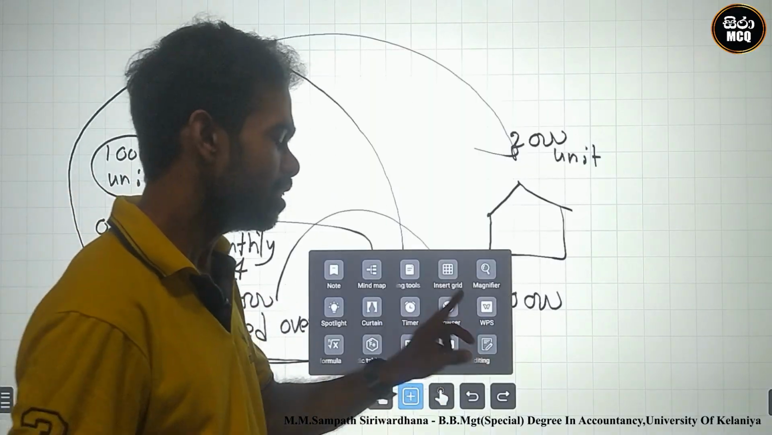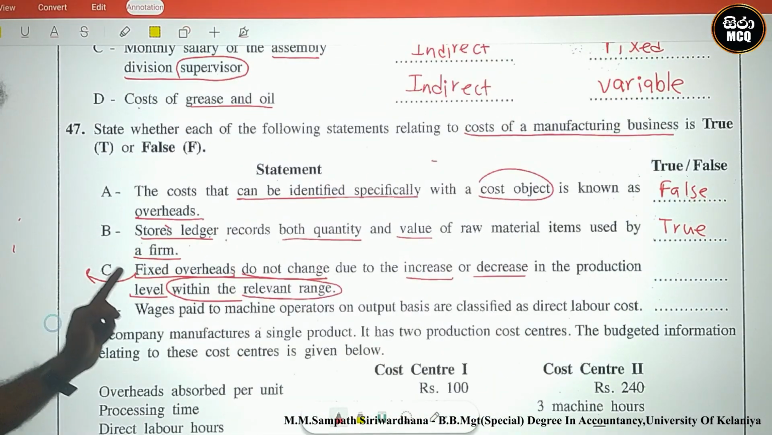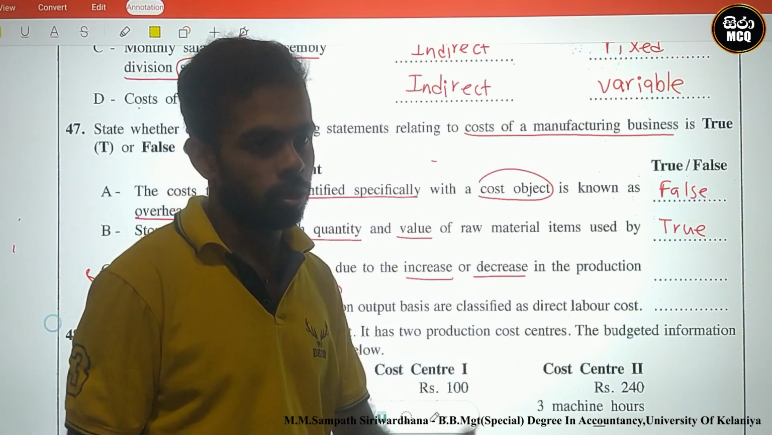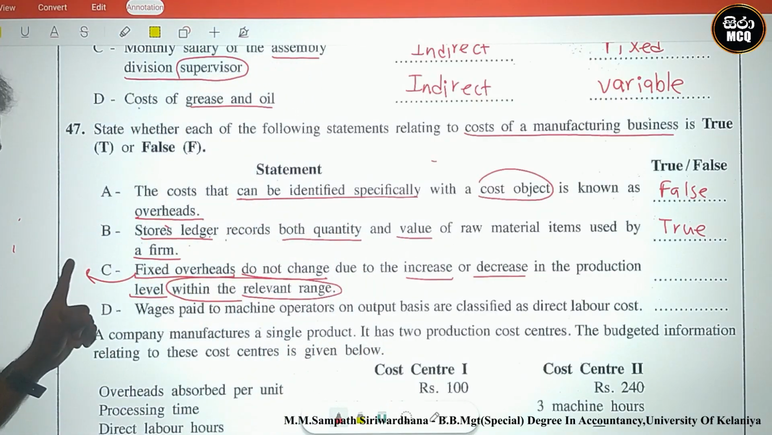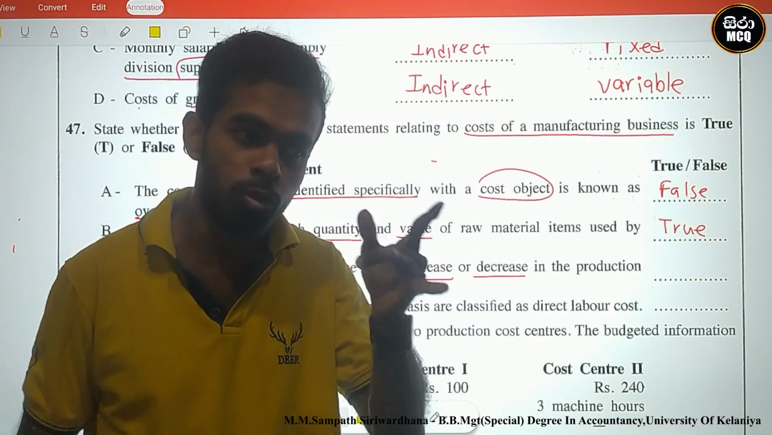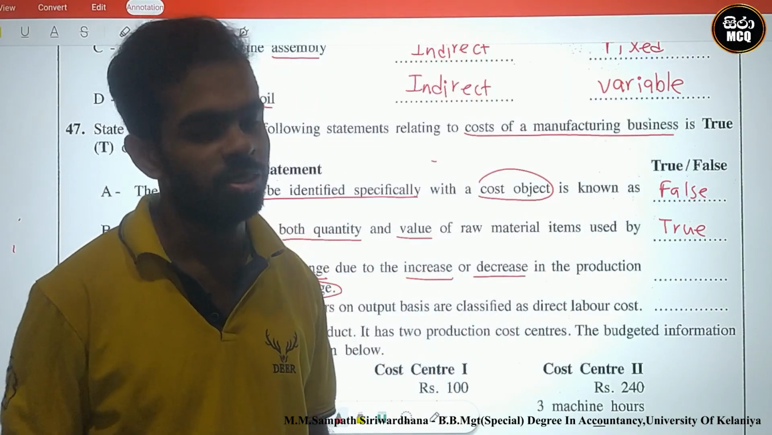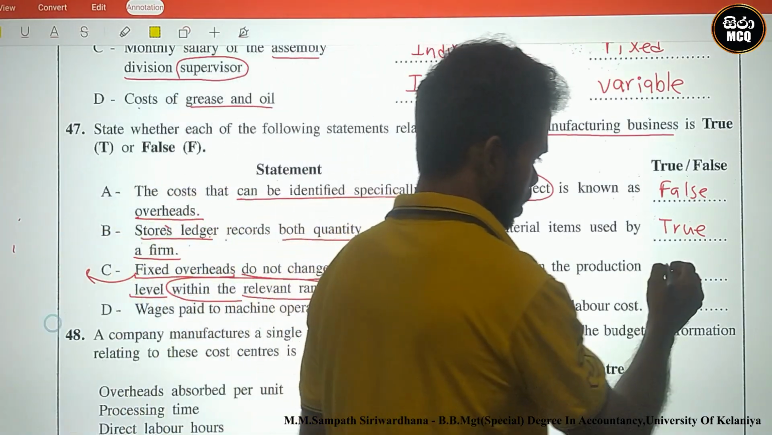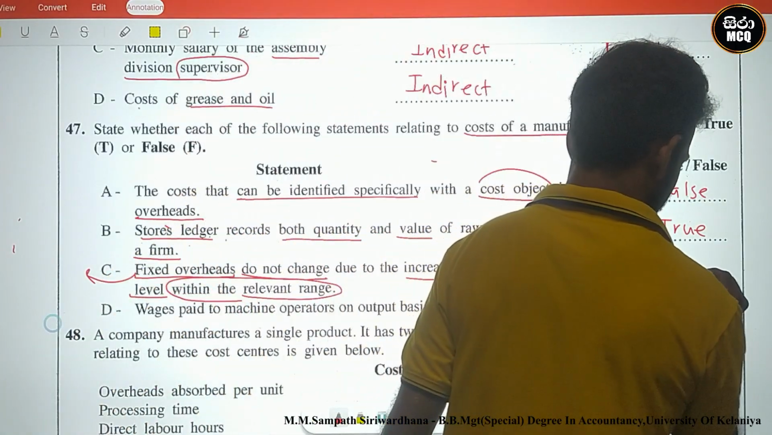Therefore, they said this topic. Why? They said, look here, fixed overhead does not change due to the increase or decrease in production within the relevant range. We agreed, 0 to 1000. What is the relevant range? 0 to 1000, no change. After 1000, it changes. Therefore this is a correct statement. They said that within the relevant range, there is no change. Okay, this is true.